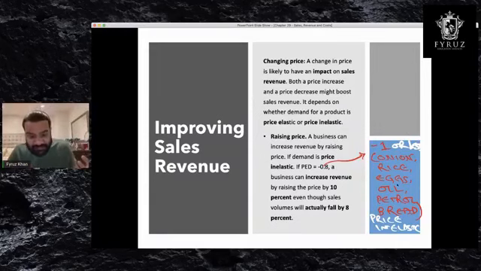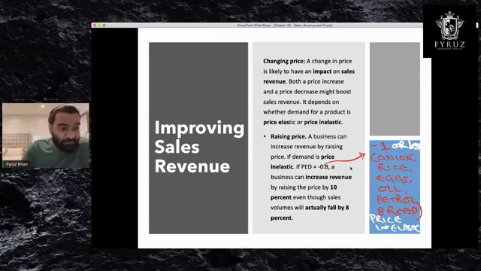Now, let's say if you increase the price of onion, what is going to happen? Demand will decrease by 8%, let's say. PED will be minus 0.8. Now, minus 0.8 means onion is price inelastic.